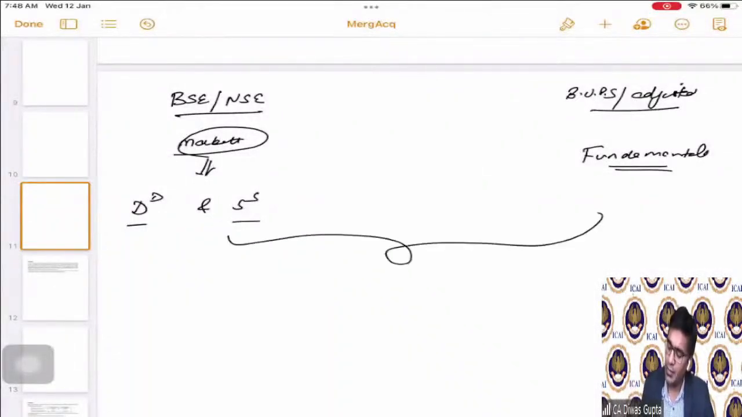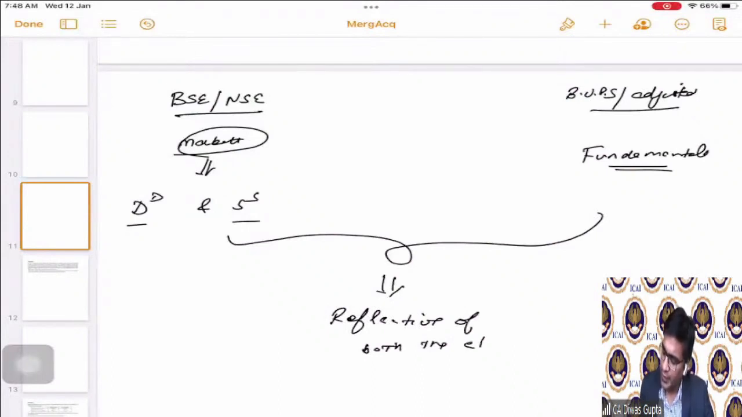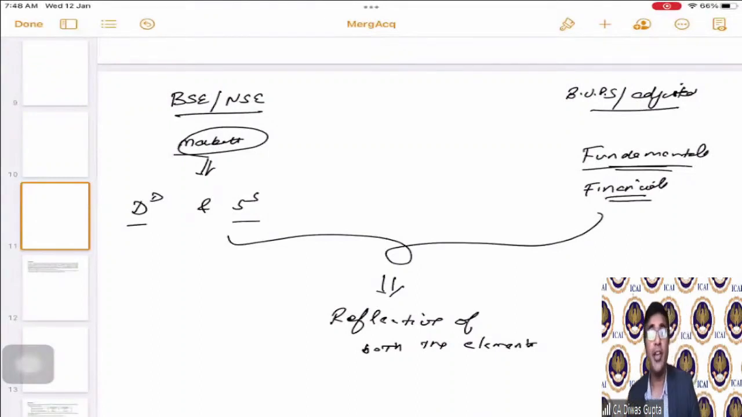So actually, if you ask me, the actual market price of the company is reflective of both elements, from the market perspective as well as from the fundamentals. Now in fundamentals, how strong are the financials, how strong is the balance sheet, how good is the profitability, all those things matter. Okay, Sairam. So that is how the market value is decided.